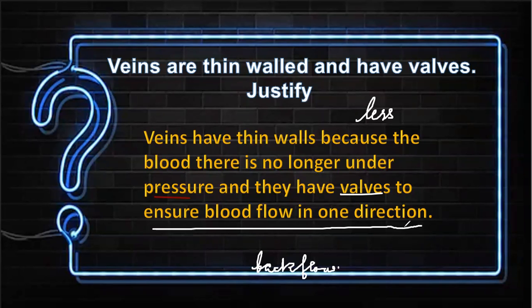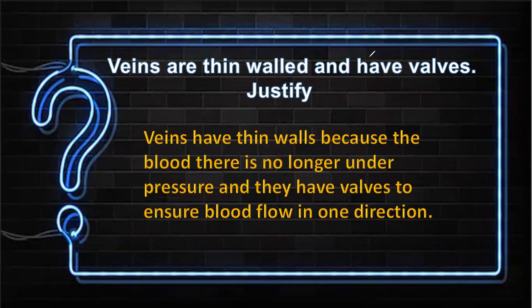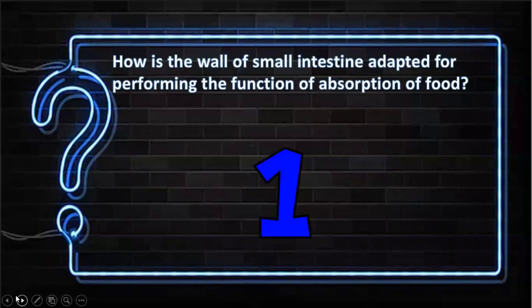Valves are present in the veins. What happens? The blood flows under less pressure, whereas in case of arteries, the blood flows under high pressure, right? With jerks. In case of veins, the blood flows smoothly, and in order to ensure the flow of blood in one direction, valves are present in veins. Clear with that? So let's check the next question on the screen.